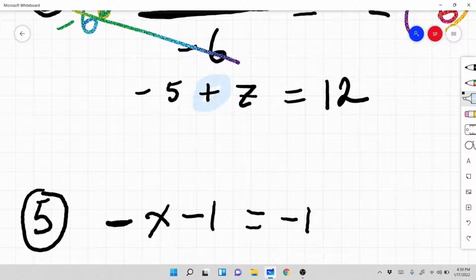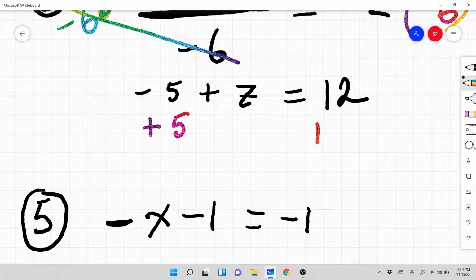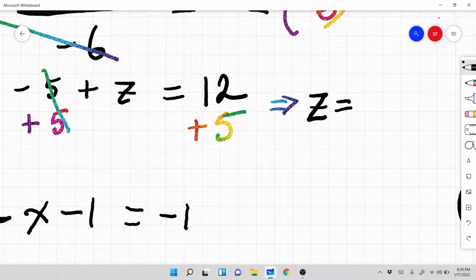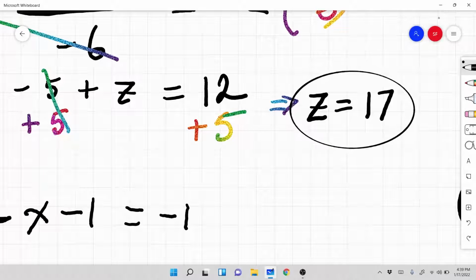So this 5 is subtracted from z, and so to get rid of it, we have to add 5 to both sides. Whoops. Add 5 over here, and then we're going to add 5 over there. Those 5s cancel out, leaving us with just a z. I'm going to do my little fancy arrow this way too. I'm going to head this direction and write my final answer over here, because all I'm left with is z. So z equals 12 plus 5 is 17. So z equals 17 is the answer to number 3.